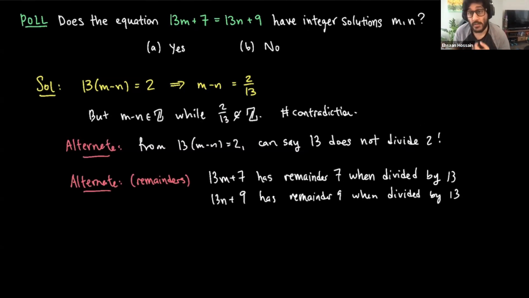What's the contradiction here? If these two numbers were equal, what's a contradiction? Different remainders, right? If you divide a number by 13, there's a unique remainder. Contradicts unique remainders.